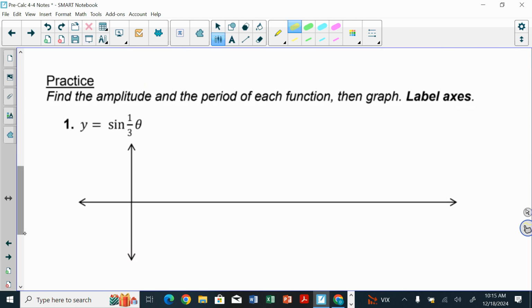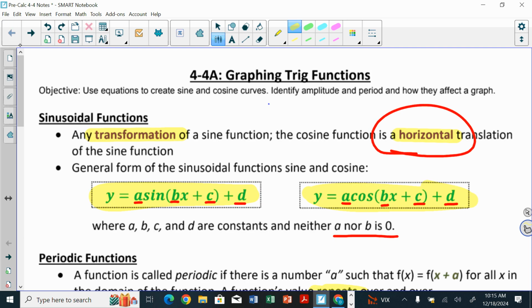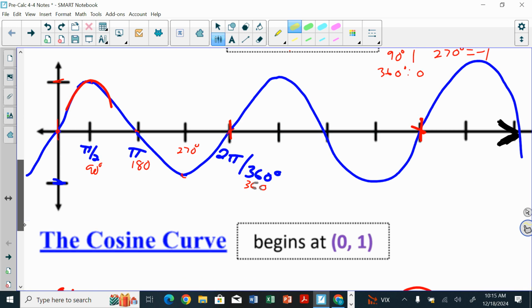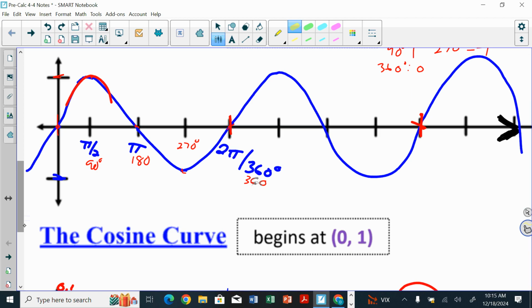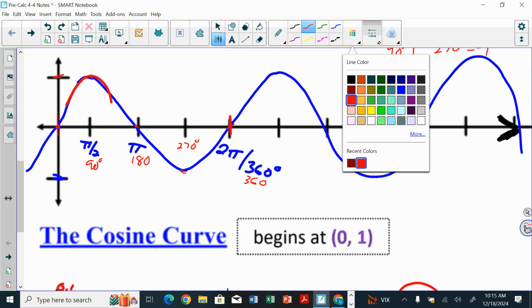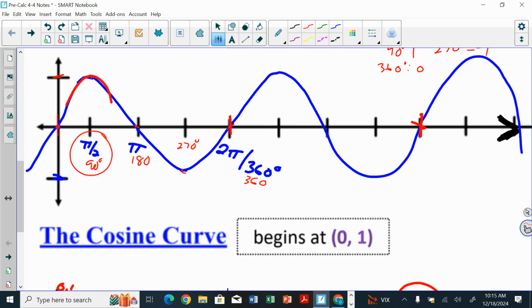All right, find the amplitude and period of each function, then graph, and we want to label our axes here. Now, I should point out also when we talk about the graphs that if you do these on your graphing calculator, it's not going to look like this. It's not going to be going through the points because our values are set up as pi over 2, pi, or 2 pi, or in terms of 90 degrees. They're still going to give you points 1, 2, 3, 4, 5, 6, 7, 8, 9, 10. So it won't be as good.